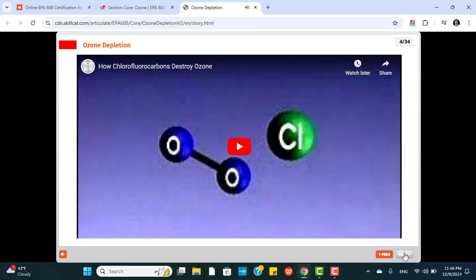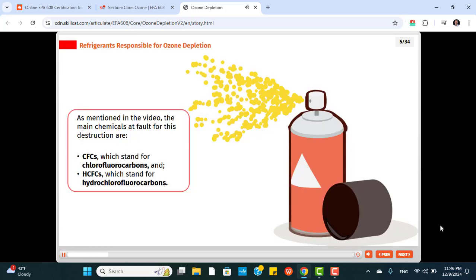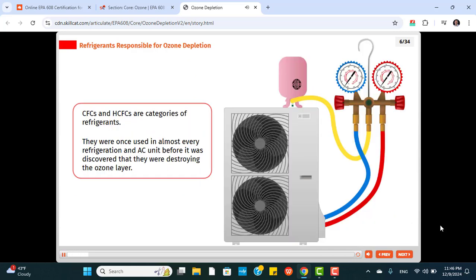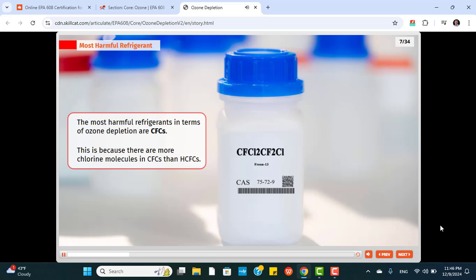As mentioned in the video, the main chemicals at fault for this destruction are CFCs, which stand for chlorofluorocarbons, and HCFCs, which stand for hydrochlorofluorocarbons. CFCs and HCFCs are categories of refrigerants. They were once used in almost every refrigeration and AC unit before it was discovered that they were destroying the ozone layer. The most harmful refrigerants in terms of ozone depletion are CFCs. This is because there are more chlorine molecules in CFCs than HCFCs.